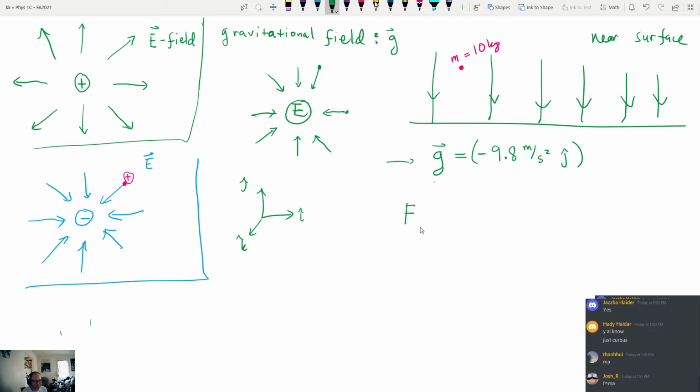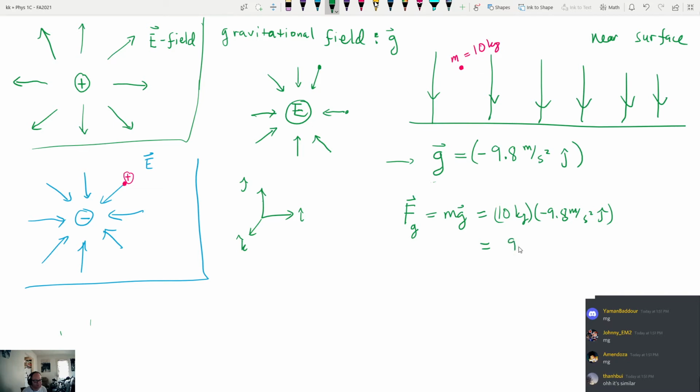Not ma. Not ma. No, no, no. mg. There you go. m times g. And if I write it like this, it'll come out correct, right? Meaning, if I plug in my numbers, the force acting on this object is the phenomenon that we call weight, also known as the gravitational force. And the gravitational force is equal to mass times gravity. In this case, you would take 10 kg, you multiply by the gravitational field of the planet, which is negative 9.8 meters per second squared. That's the gravitational field at the location of the surface of the Earth.